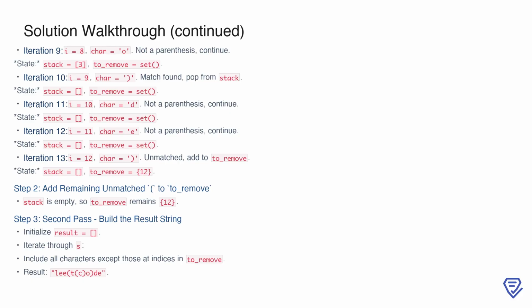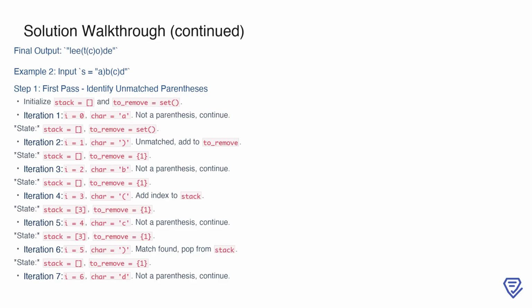Next, we handle any remaining unmatched opening parentheses. Since the stack is empty, no additional indices are added to to_remove, leaving it as 12. In the second pass, we build the result string by iterating through the input string and including all characters except those at indices in to_remove. The result after this step is "lee(t(c)o)de". The final output for the first example is "lee(t(c)o)de".